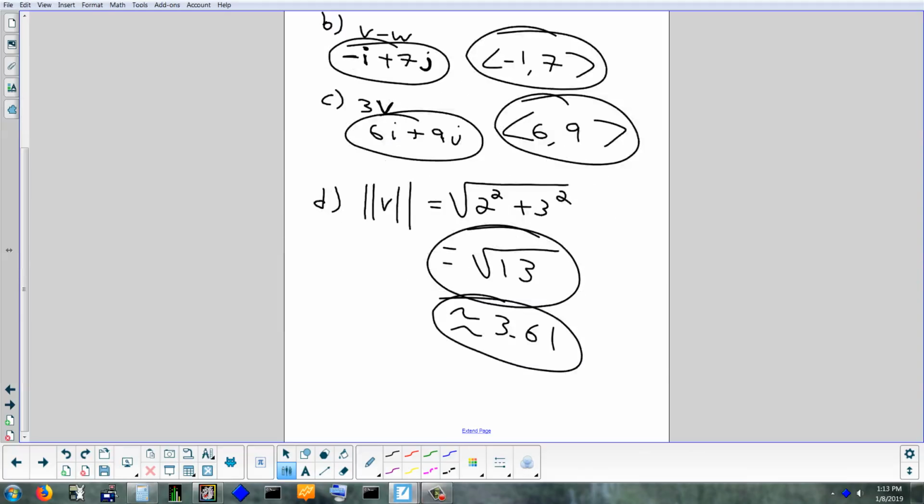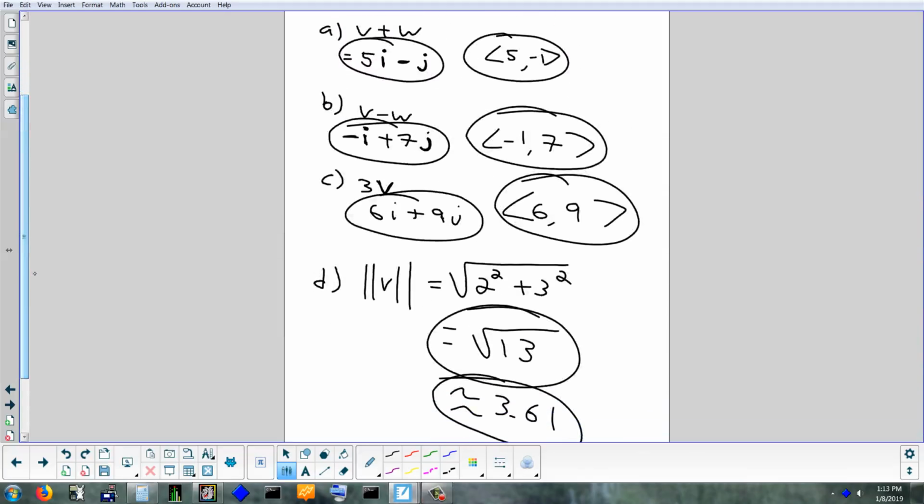All right, so take a look at A, B, C, and D. Out of all 4 of those, which one, when you look at the answers, looks different than all the rest? D. And that's because D is not a vector. The answer to A is a new vector. The answer to B was a new vector. The answer to C was a new vector, 3 times as big. The answer to D is a number. It's just a length. So A, B, and C all had vector answers. D is just a number. Questions on that?